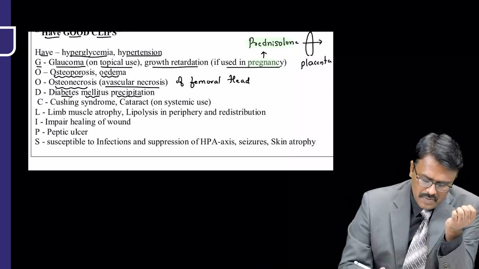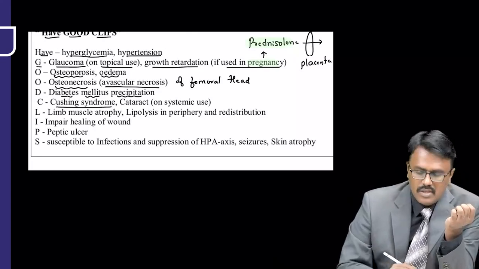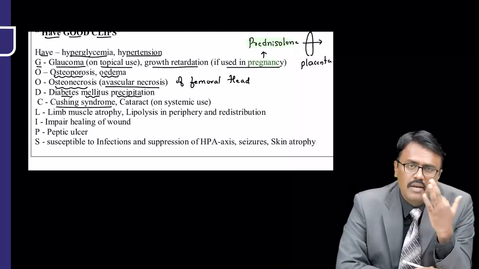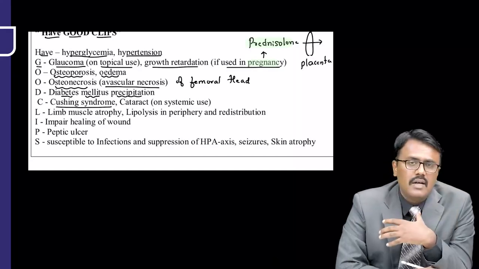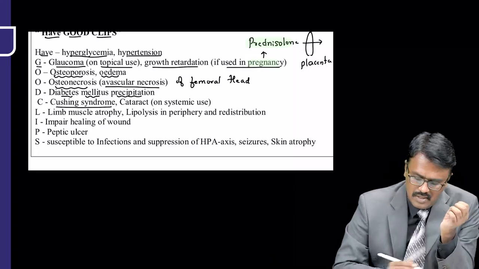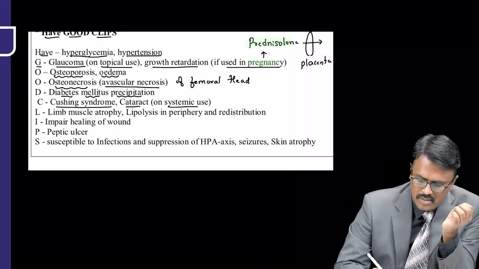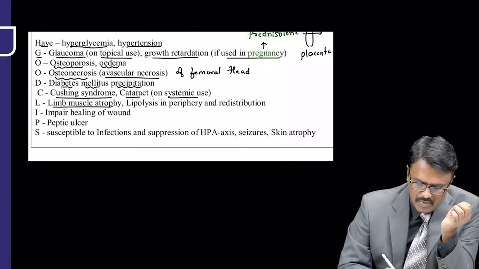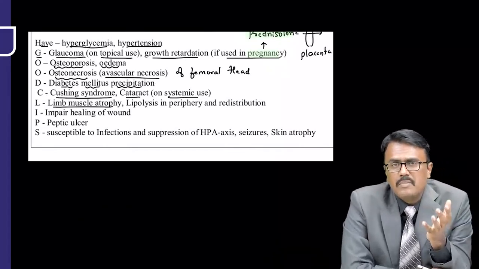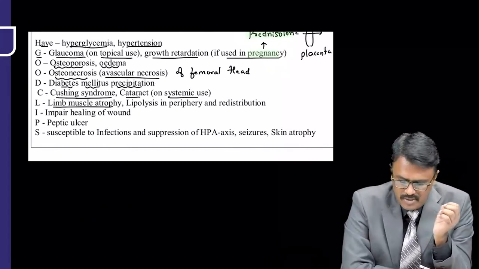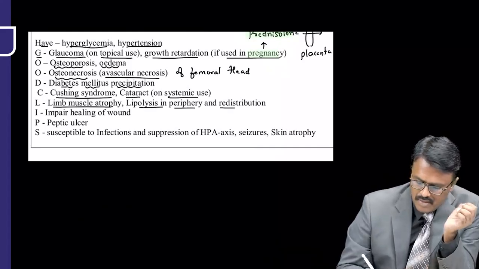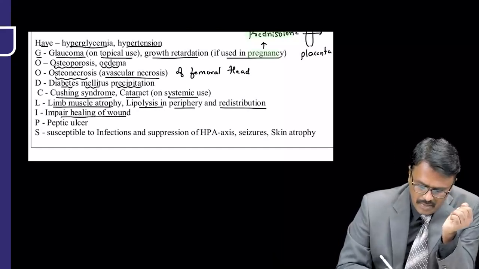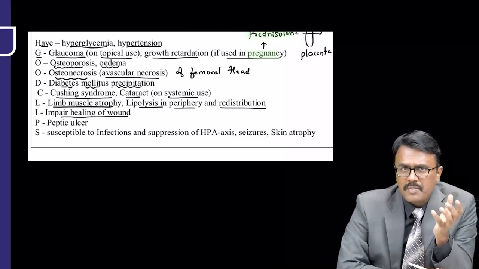So D for diabetes precipitation, C for Cushing syndrome. Excessive steroid given from outside can cause Cushing syndrome, moon-like face, buffalo hump, then central obesity, all those things. And cataract, I told you, on systemic use, that is the mnemonic GTCS. Limb muscle atrophy. Why muscle atrophy? Because protein breakdown is done by steroids. Lipolysis in the periphery and redistribution, and that is what we mean by Cushing habitus. Impaired healing of wound because of the anti-inflammatory property.